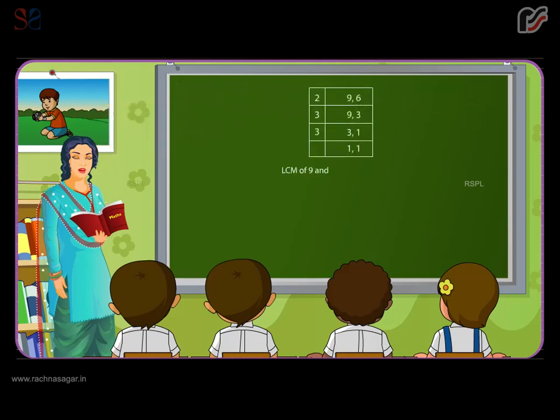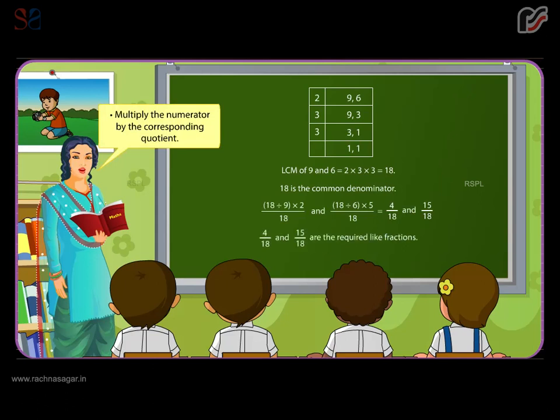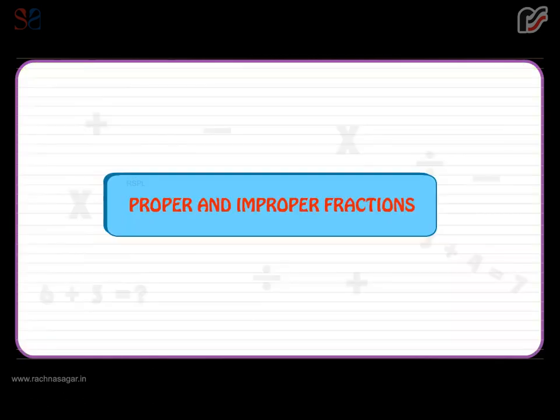LCM of 9 and 6 is equal to 2 into 3 into 3, which is equal to 18. 18 is the common denominator. Divide the LCM by the denominator of the given fraction. Multiply the numerator by the corresponding quotient. 4 by 18 and 15 by 18 are the required like fractions.